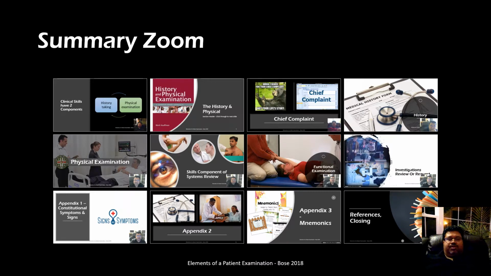This is a summary zoom of this entire presentation. As you have seen before, each one of these icons will give you a jump to the specific section below.